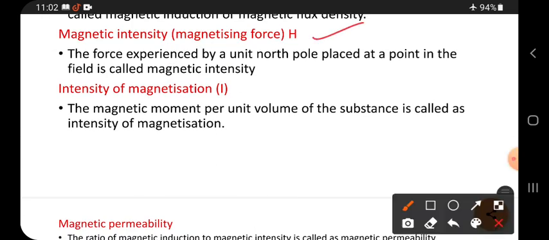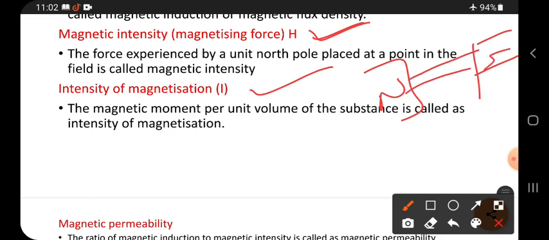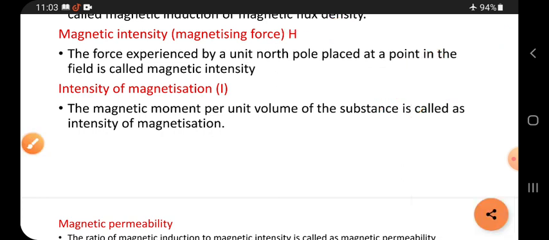This is magnetic intensity, and that is intensity of magnetization. See, there is a difference. Generally, magnetic intensity is the applied magnetic field. Suppose you keep two magnets like this, one north pole and one south pole, then a field is created. This field is generally called magnetizing force or magnetic intensity. If you keep any point here, how much force the pole experiences is simply the magnetizing force. That is the definition, but it is the applied field.